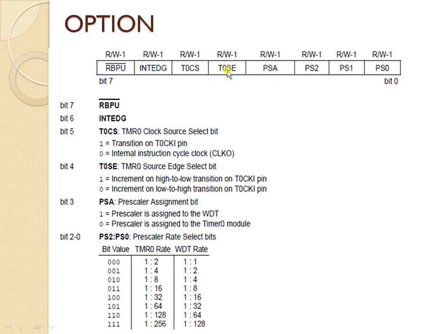Okay, and then we have select edge. So you can select a particular edge where the counter gets incremented by 1. Either it might be the rising edge or else the falling edge. Okay, and then prescaler assignment. By this you can assign the prescaler block to any one of the modules, that is Timer 0 or else the watchdog timer. And then you have prescale bits, by which you can select the ratio of incrementing the Timer 0 register.